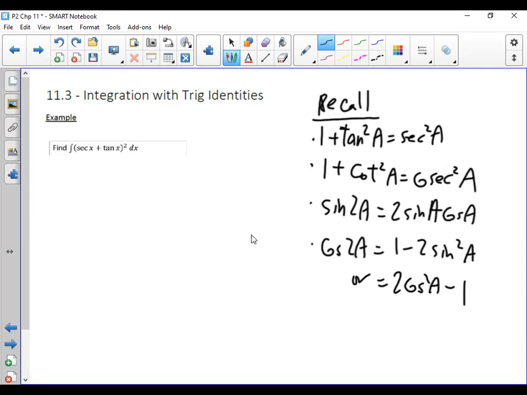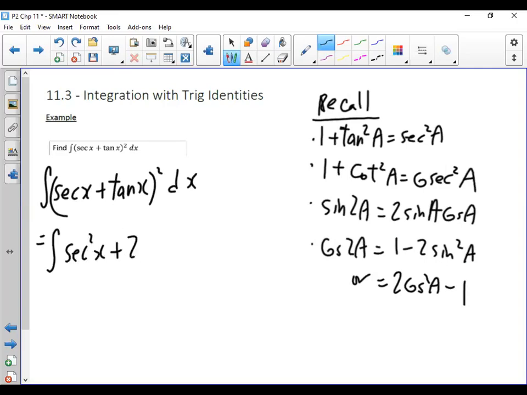Now here's what I would do first. I see a bracket squared with more than one term. I would just expand the bracket. So the integral of (sec x plus tan x) squared, I'll expand this double bracket. Which is the integral of sec squared x plus 2 sec x tan x plus tan squared x. That's a double bracket, right? Expand the double bracket.